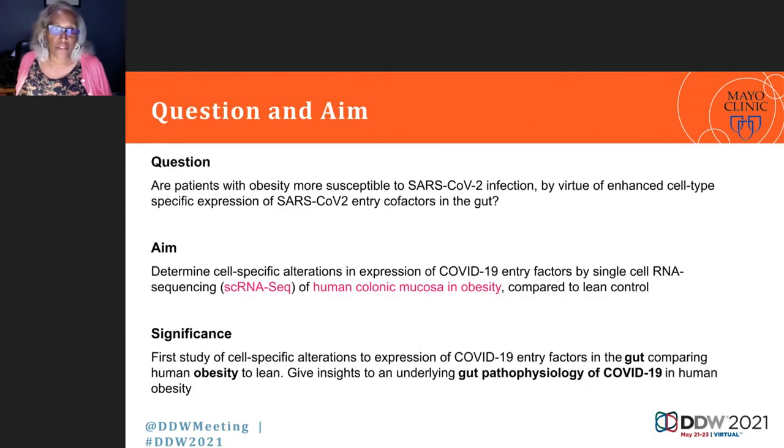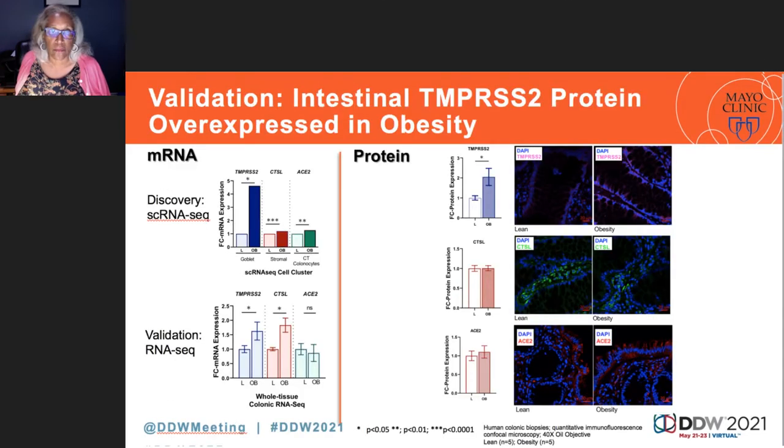So the authors asked the question, are patients with obesity more susceptible to SARS-CoV-2 infection by virtue of enhanced cell type specific expression of the SARS-CoV-2 entry cofactors in the gut? The aim of the study was to determine cell-specific alterations in expression of COVID-19 entry factors by single-cell RNA sequencing of human colonic mucosa in obesity compared to the lean control.